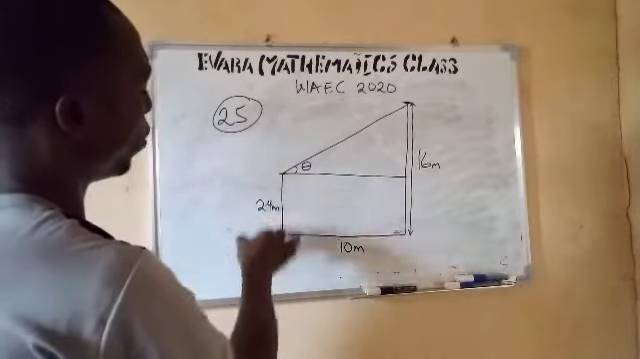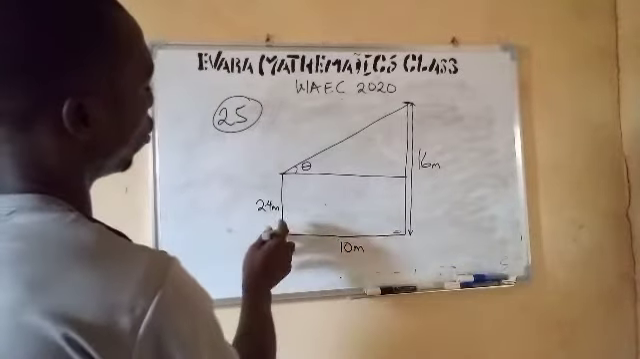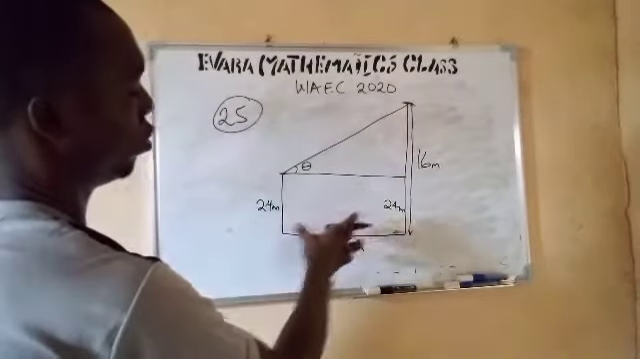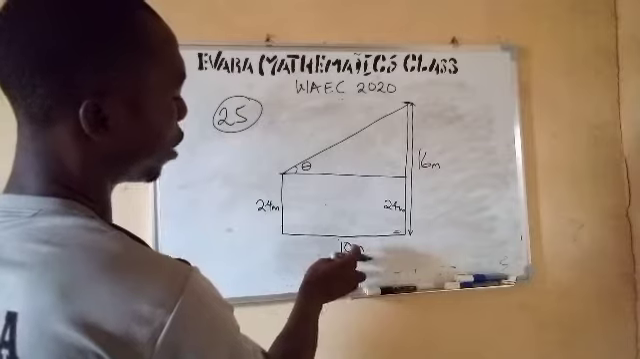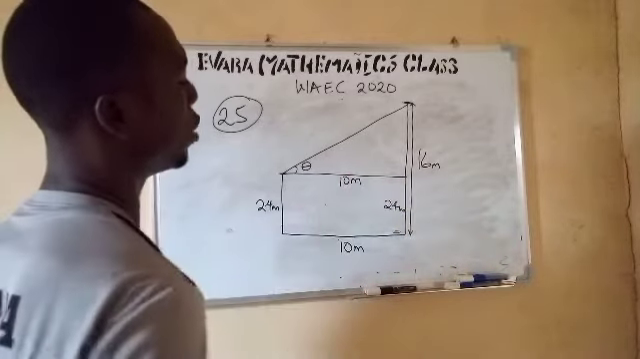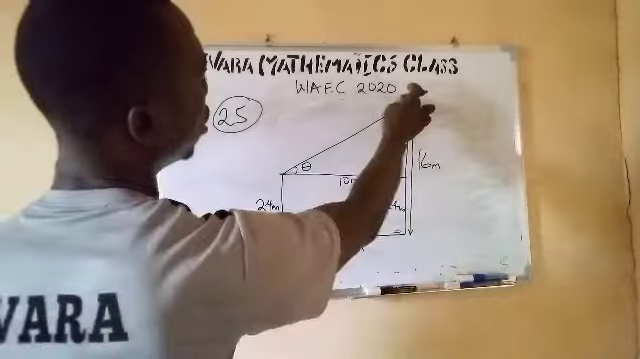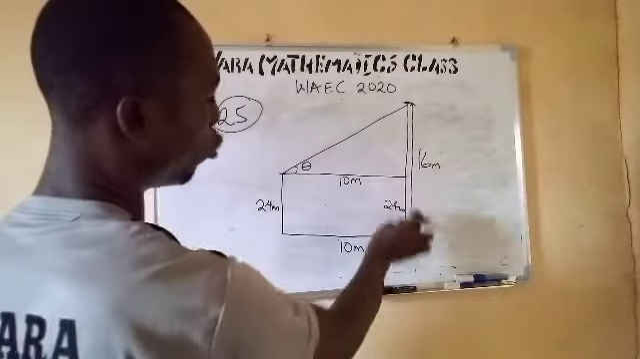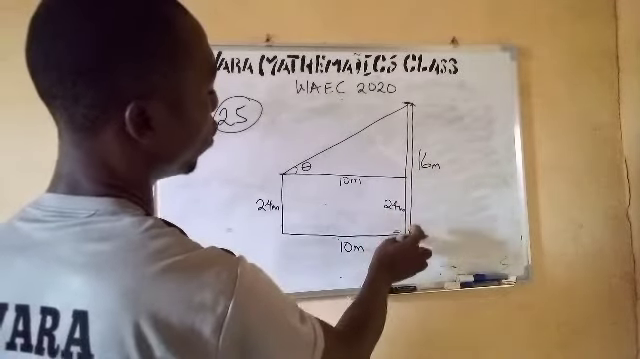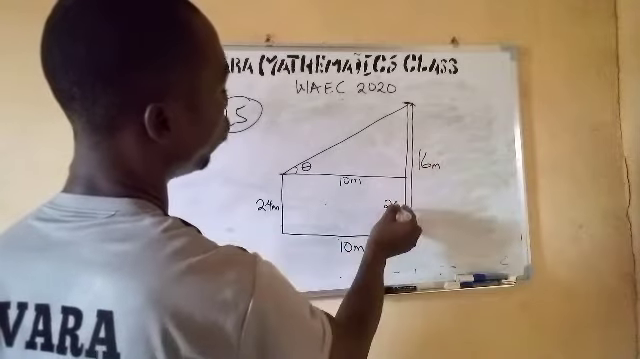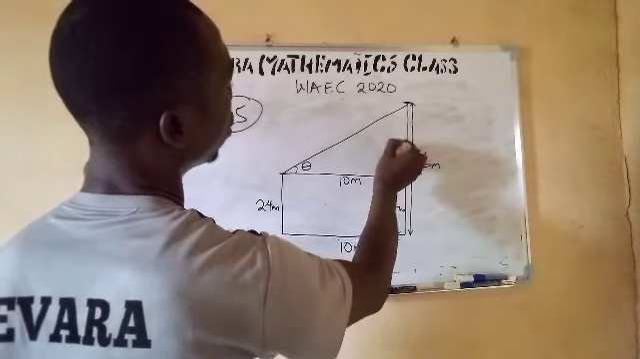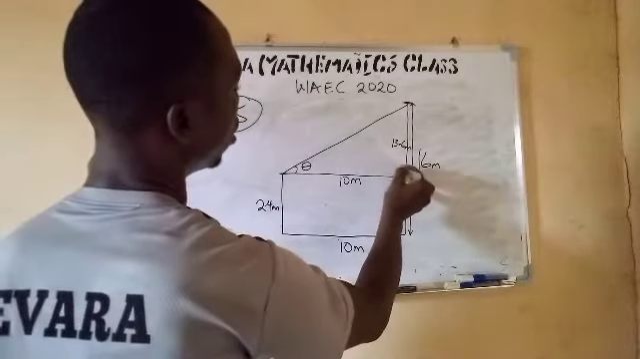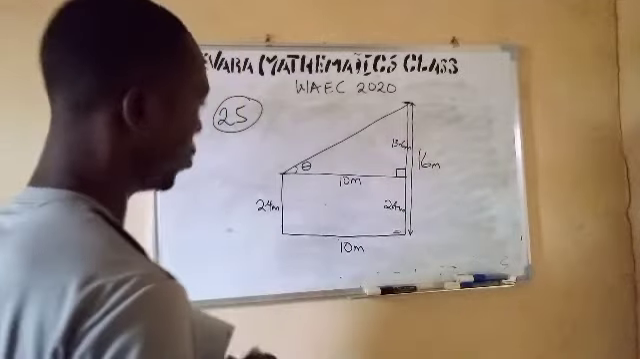The height of the fence is 2.4 meters. So if this is 2.4, it means this place too is 2.4. Remember, this is like a rectangle, so opposite sides are equal. And if here is 10 meters, this place is also 10 meters. Now, the height of the tree is 16 meters. And part of that height is this 2.4. So if I take 2.4 away from 16, I'll be left with 13.6 meters. So what I have here is 13.6 meters.